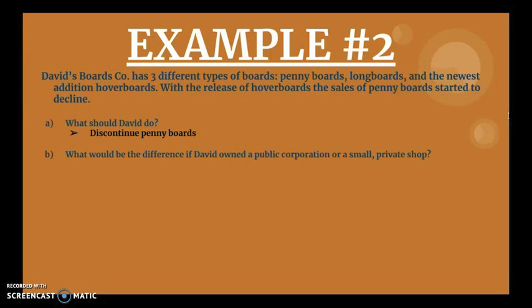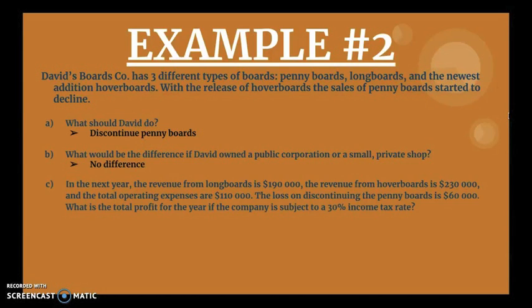B. What would be the difference if David owned a public corporation or a small private shop? There is no difference because the rules are the same under IFRS and ASPE. In the next year, the revenue from longboards is $190,000, the revenue from hoverboards is $230,000, and the total operating expenses are $110,000. The loss on discontinuing the penny boards is $60,000. What is the total profit for the year if the company is subject to a 30% income tax rate?